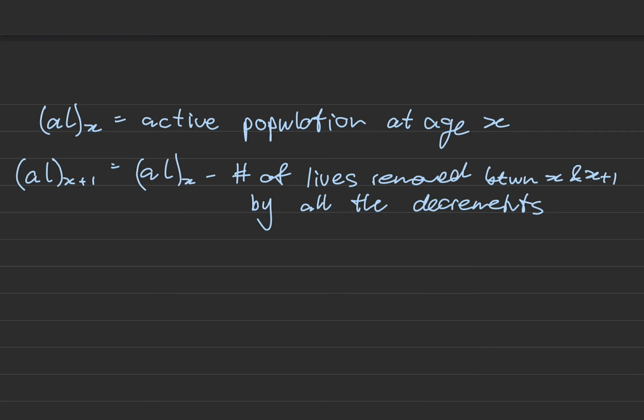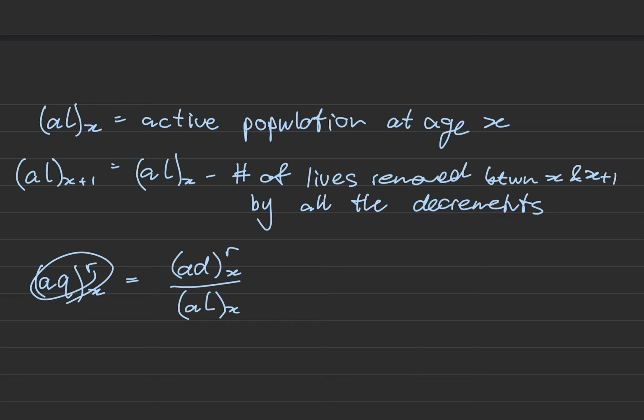Now, we know that AQ X R is equal to AD X R over ALX. So the total number of the active population at age X, we divide the number of lives that were removed from the active population by decrement R by the active population at age X to get the dependent probability that the life is removed by the specific decrement R at age X.